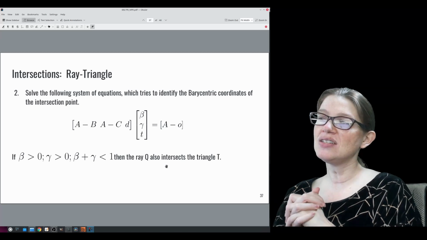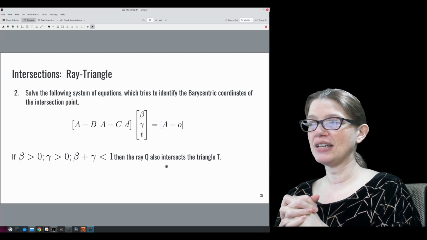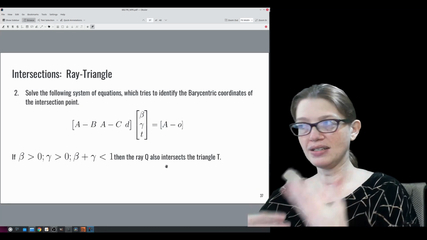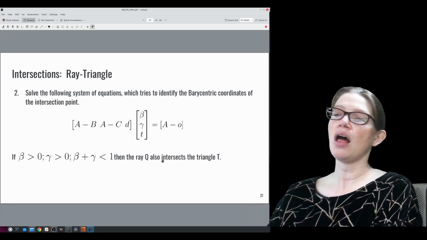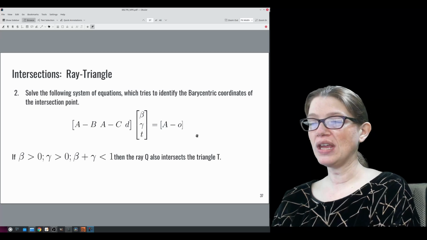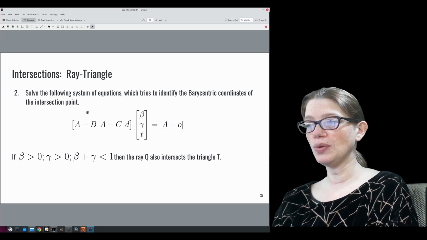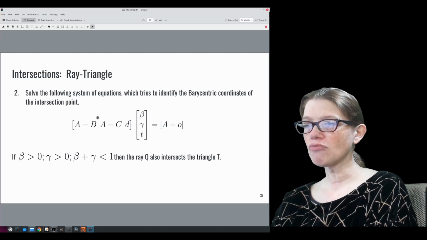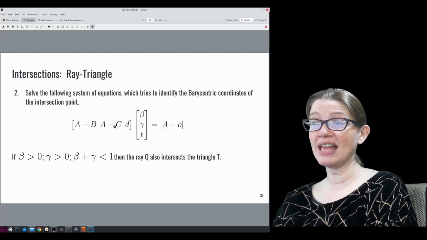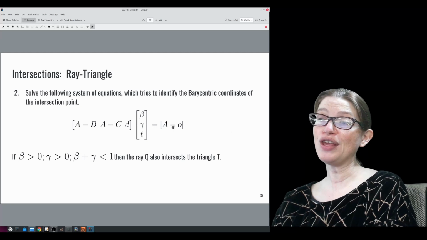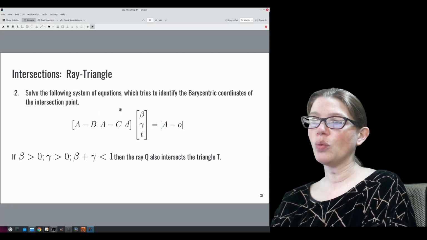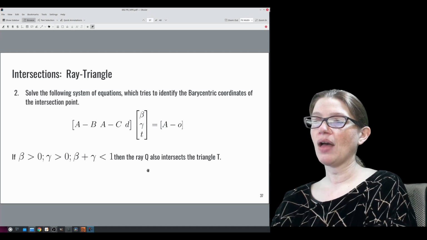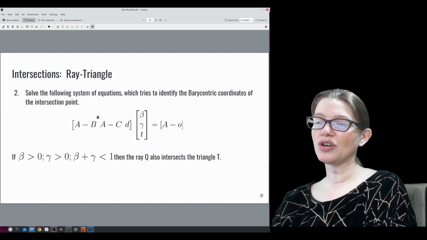One of them is to identify the barycentric coordinates of the intersection point. We're not going to get into details as to what that is, but this is the formula that we would use to do it. So we have the points of the triangle A, B, and C again, and O, the origin of the ray. And we want to solve for beta and gamma.